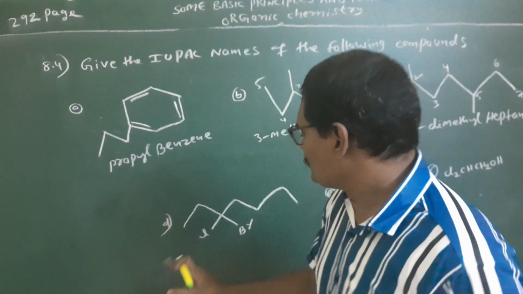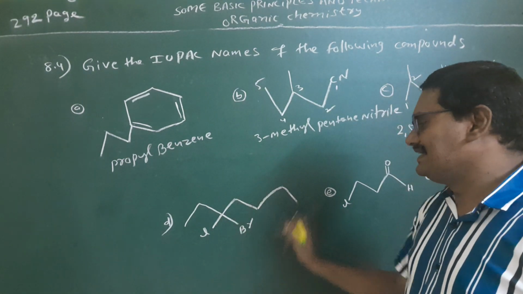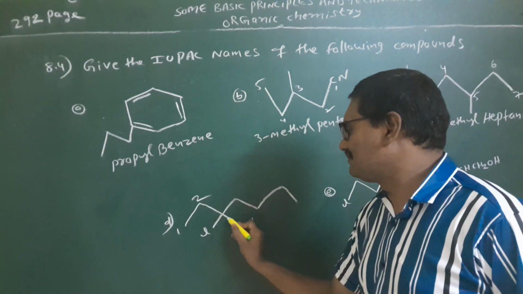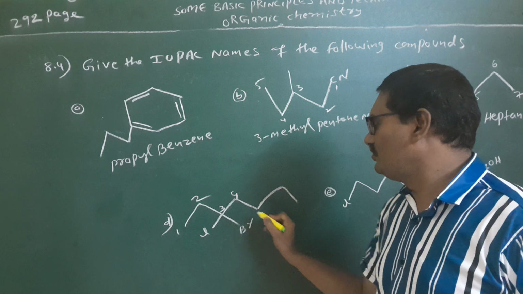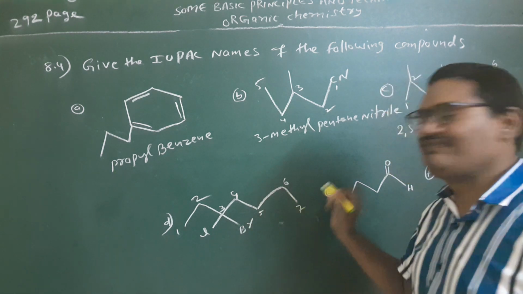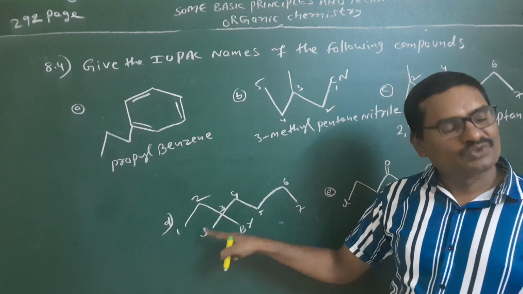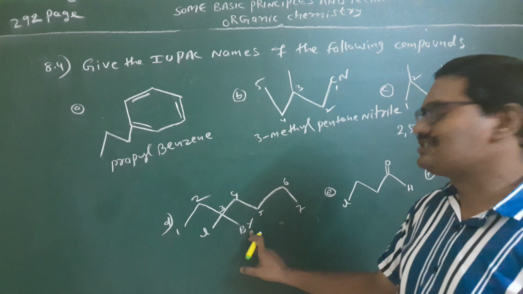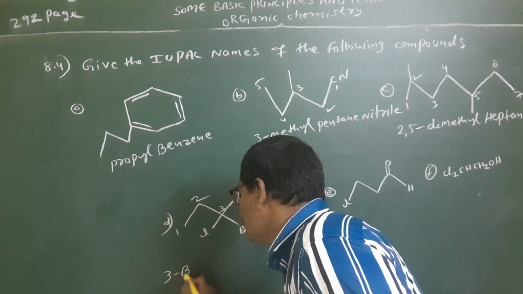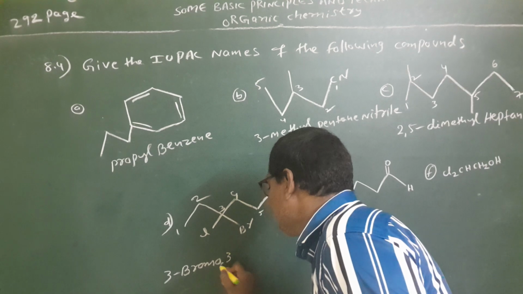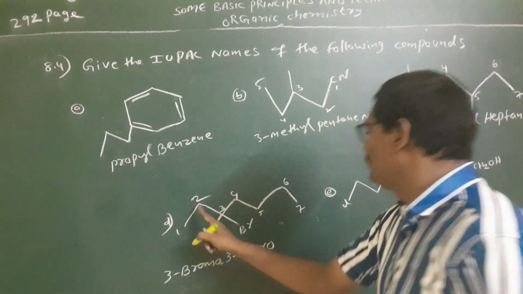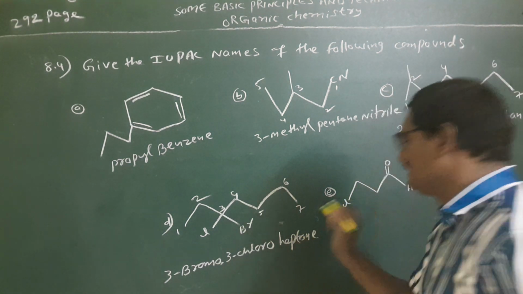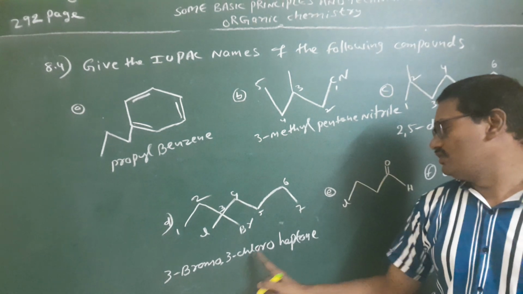Next, D. So it is the structure. Here the longest chain is first carbon, second carbon, third carbon, 4, 5, 6, 7. So the third place contains chlorine and the third place contains bromine. In alphabetical order, first bromine, 3 bromo, 3 chloro, 7 carbons, heptane. So it is 3 bromo, 3 chloro, heptane.